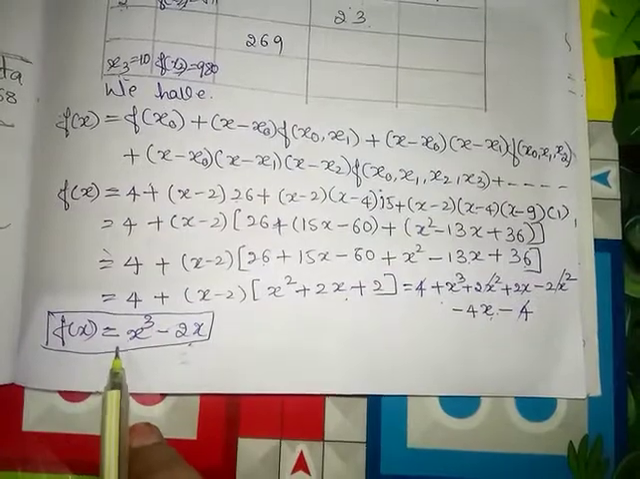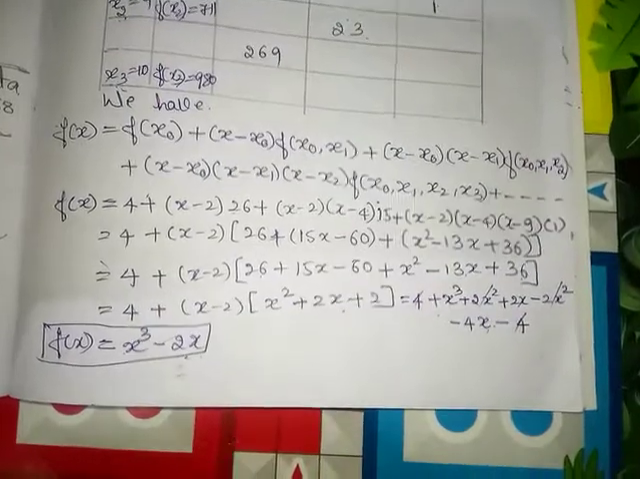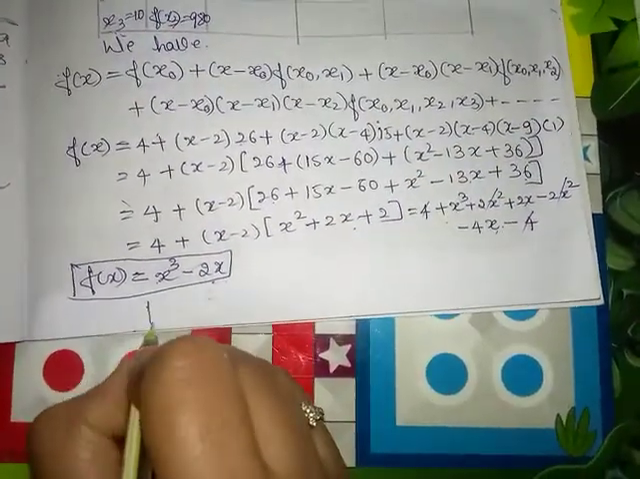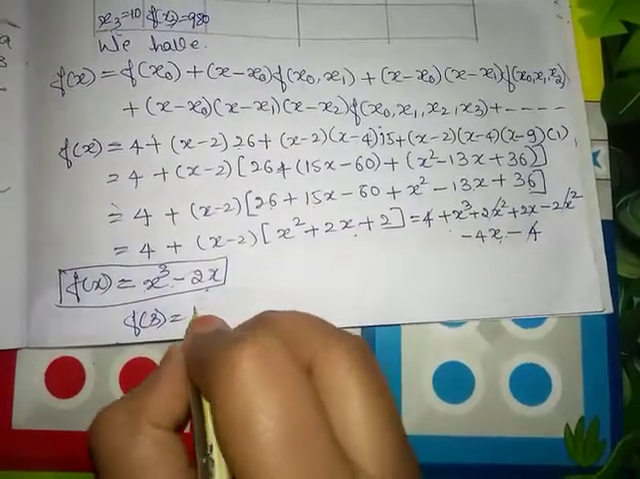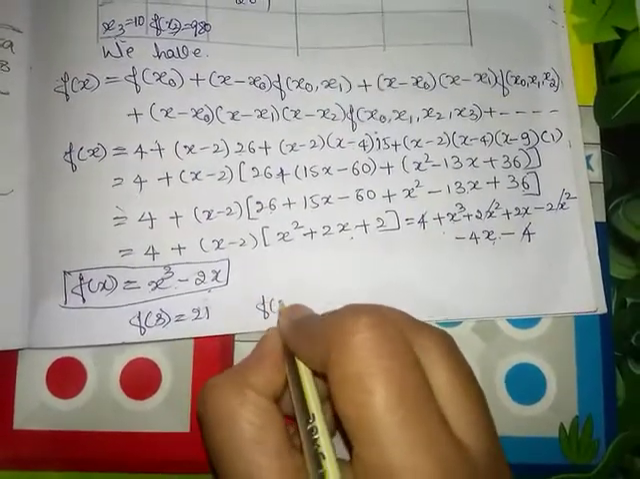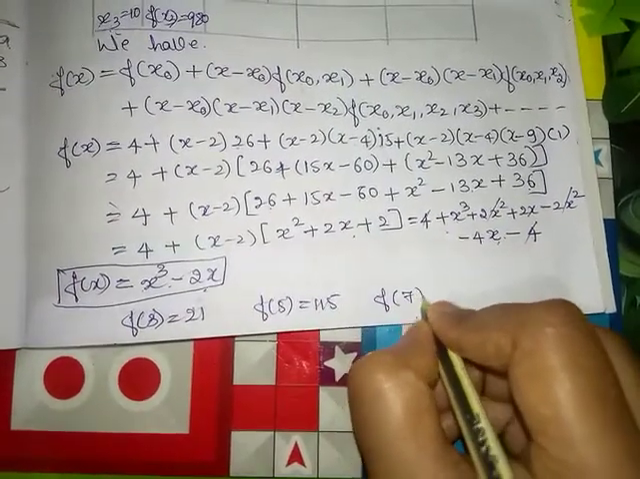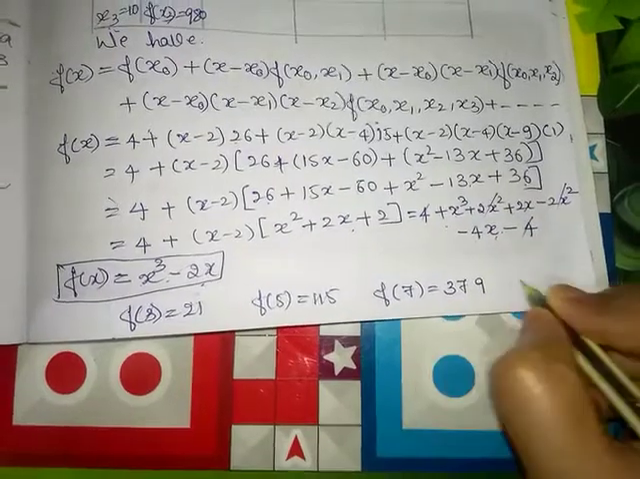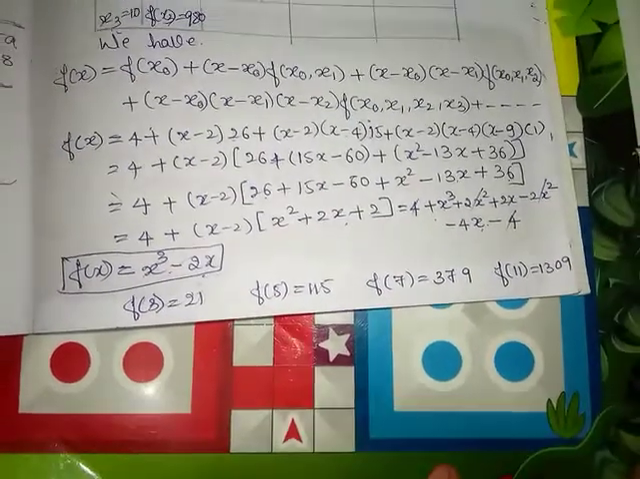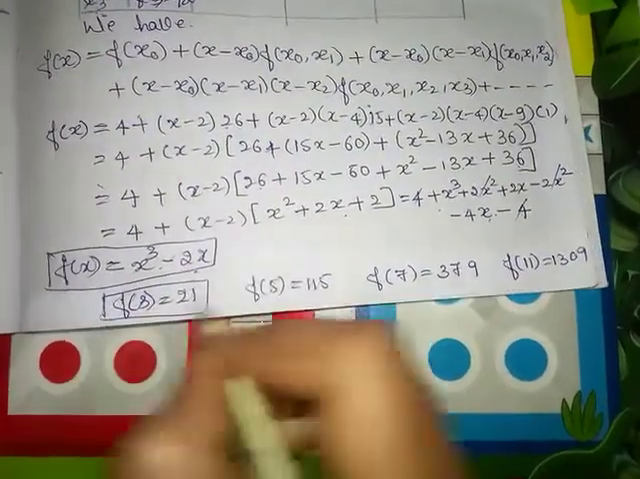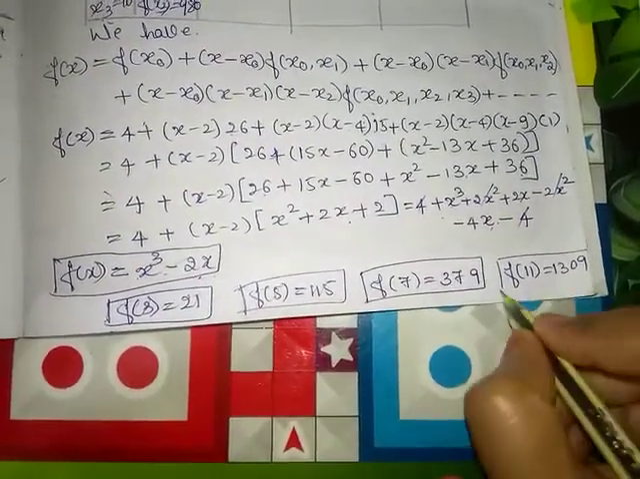Therefore, our f of x polynomial is x cube minus 2x. Now we have to find what will be f of 3, f of 5, f of 7. Directly I will write this solution here. When you substitute x as 3 in this equation, you get 21, and f of 5 is equal to 115, f of 7 is equal to 379, f of 11 is equal to 1309. These are the values you obtain when you substitute values of x for the particular solution.